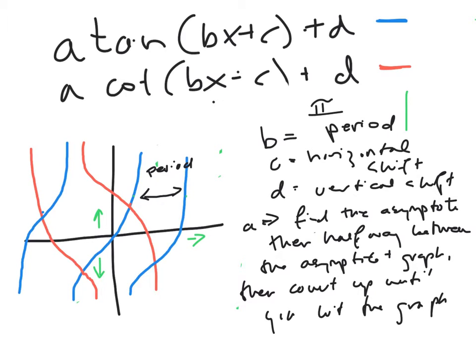So finding A is a little bit weird. That's the amplitude again, but the way that we find A for a tan is, the first thing we do is find the asymptote, which is halfway between the two lines of the graph. Then you find halfway between the asymptote and the graph, and then you count up or down until you hit the graph, and that's how you find A. But I will give you an example on the next page.